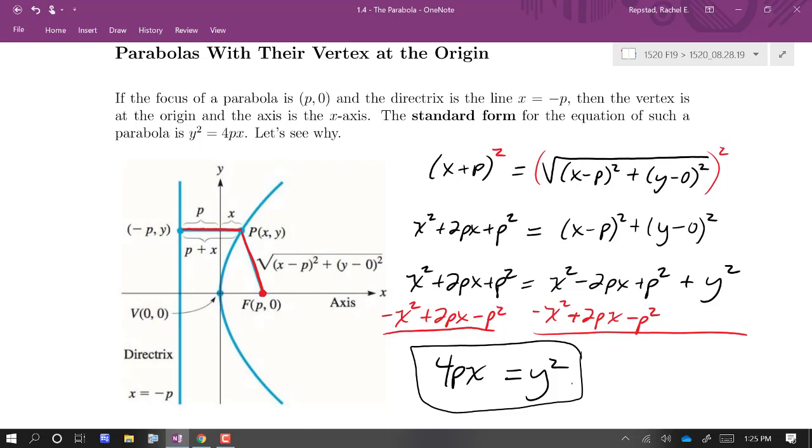The fact that it's a y squared and not an x squared means that it's oriented horizontally. And in fact, when I'm just looking at the equation, I can tell it's a parabola because one variable is squared and one is not.